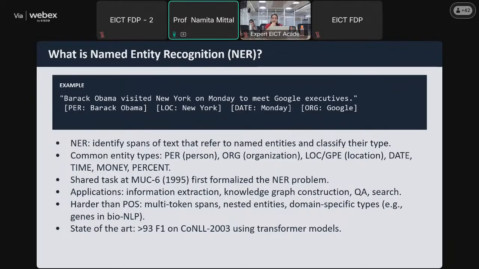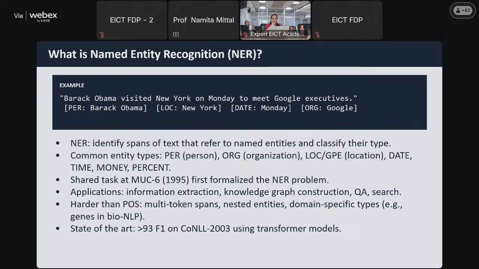Suppose I want the answer to who is the Prime Minister of India. The answer should be a name, right? So the answer type is a person. That is a named entity. So we have to search the answer from the paragraph, from the document, from the corpus, in such a way that it gives the person as a named entity.